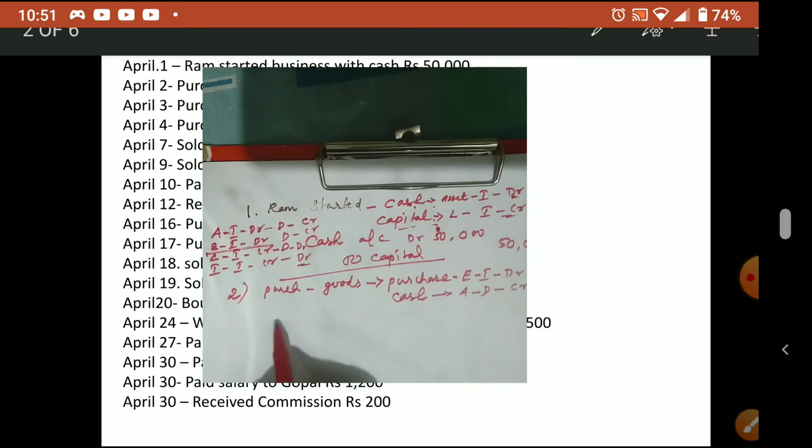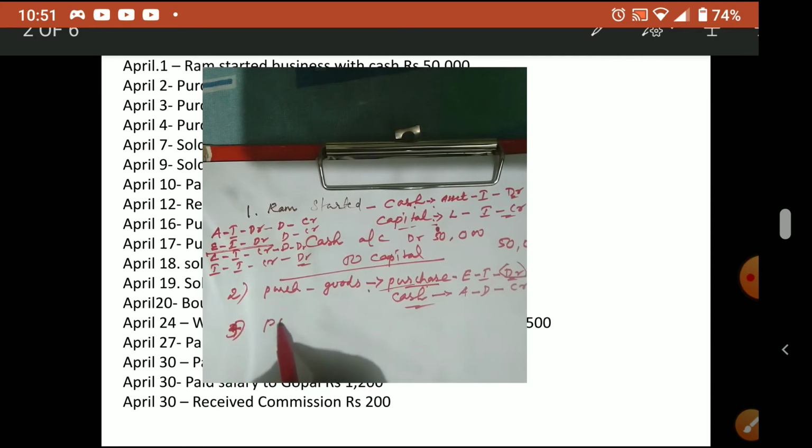So purchase, debit, we have to write in debit. The first line will be purchase account. Whatever is debit we have to write in the first line. So purchase account debtor to cash. Now the third one, or rather on the fourth, date fourth, purchased goods from Subhash.